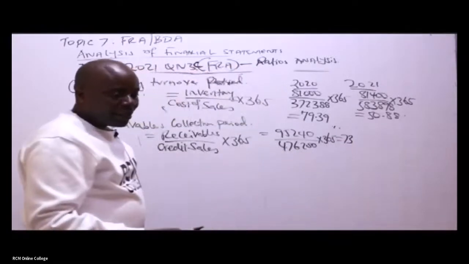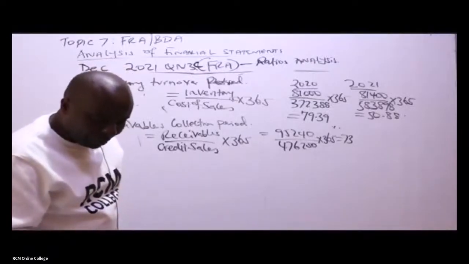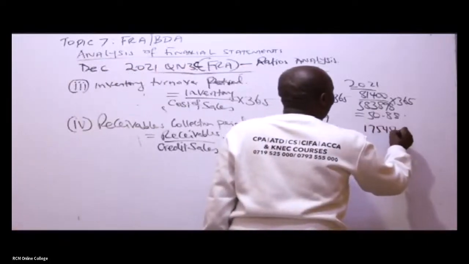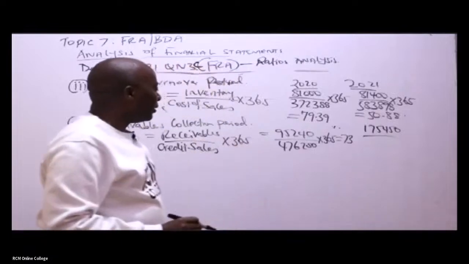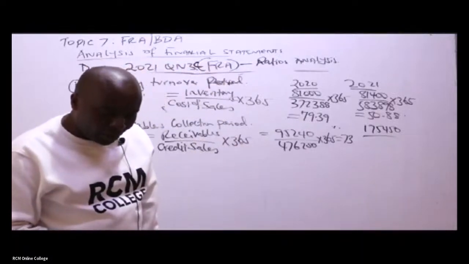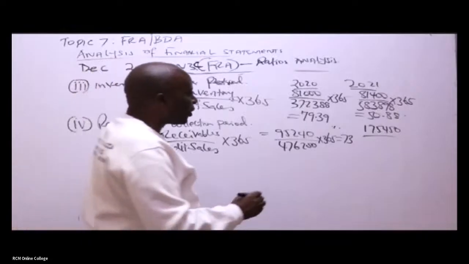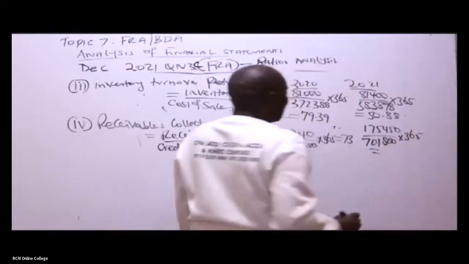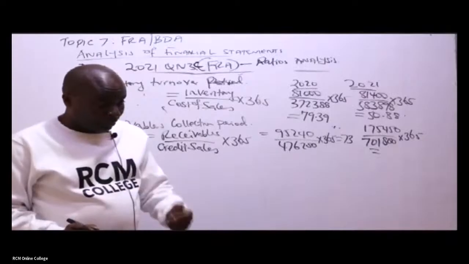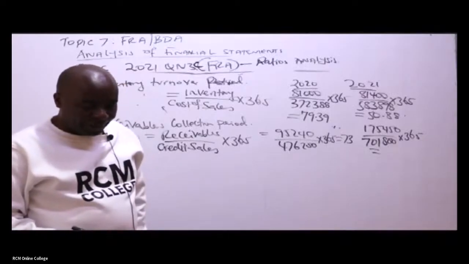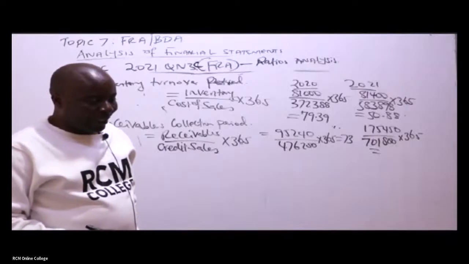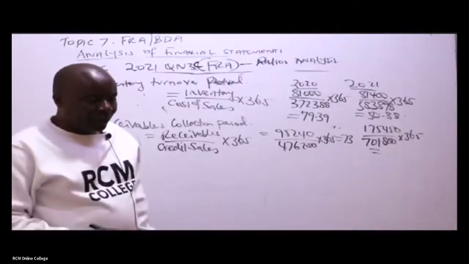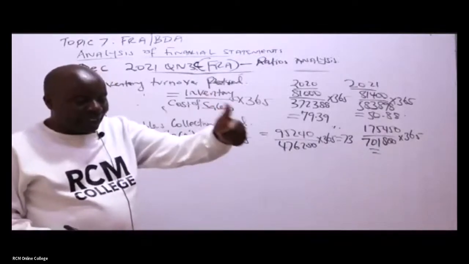How about 2021? Ladies and gentlemen, I can see my receivables there are 175,450. We divide this by the credit sales for 2021, which in this case are 701,800, times 365. How many days do we have here? 91.25, right? 91.25 days. Felicitas is giving me 91.25.